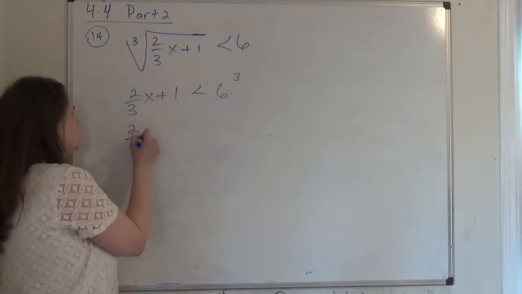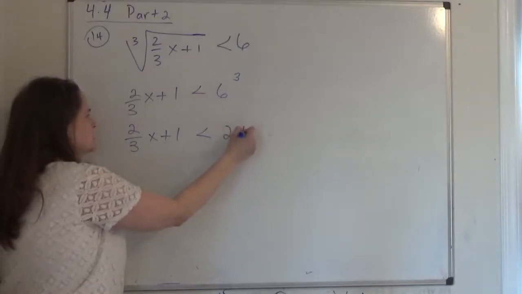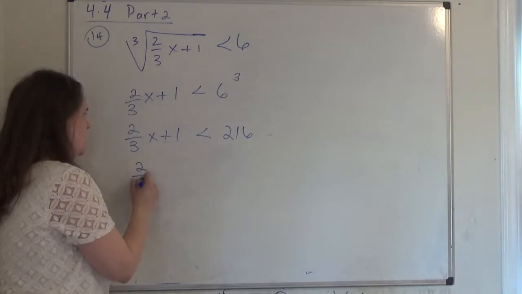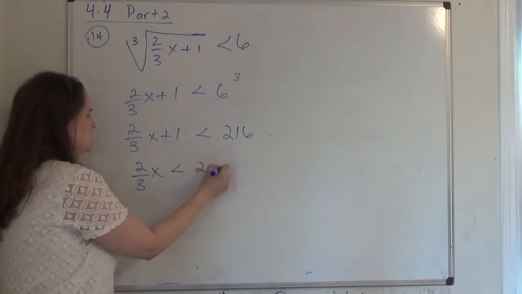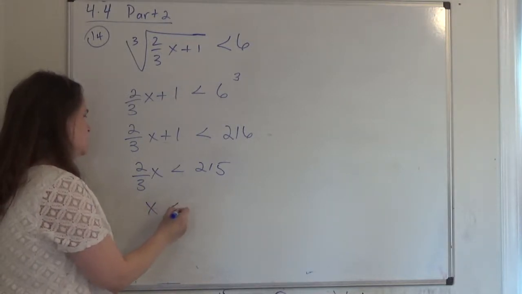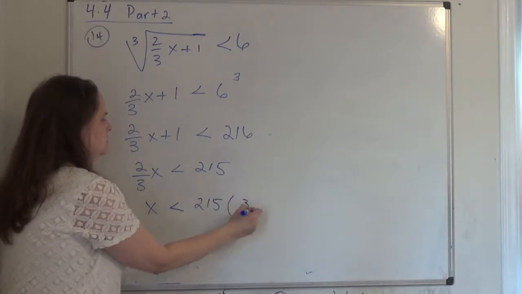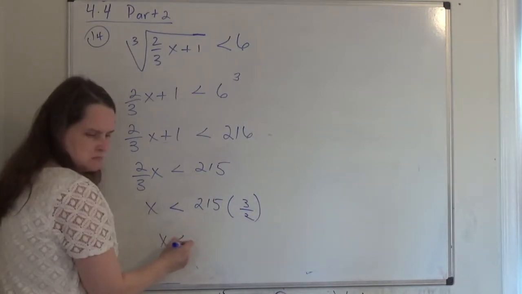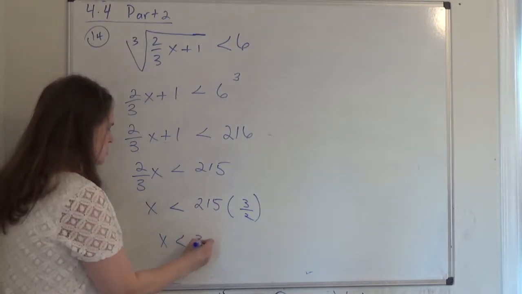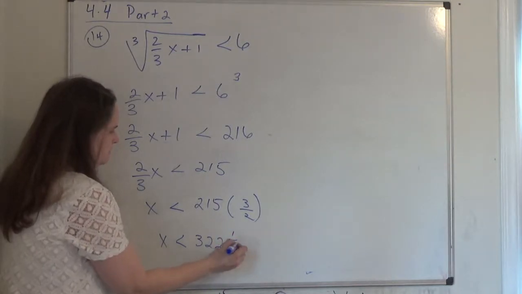So 2/3 x plus 1. 6 to the 3rd is 216, and then subtract 1 on both sides. 2/3 x is less than 215. Multiply both sides by 3/2. x is less than 215 times 3/2, and that will give me 322.5. Okay.